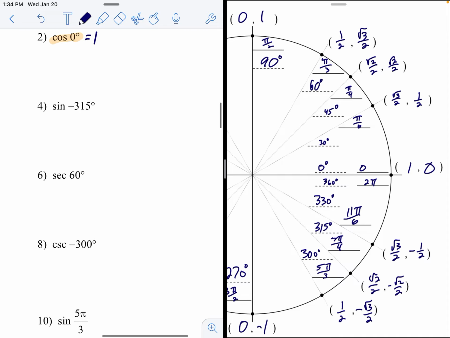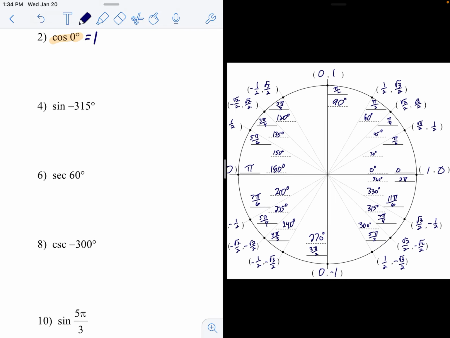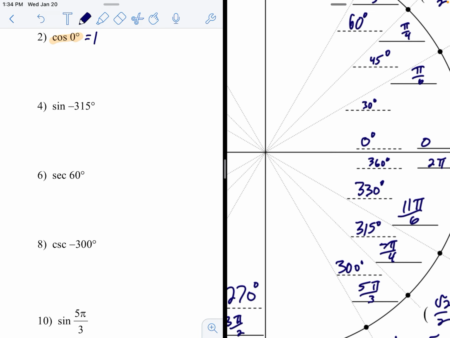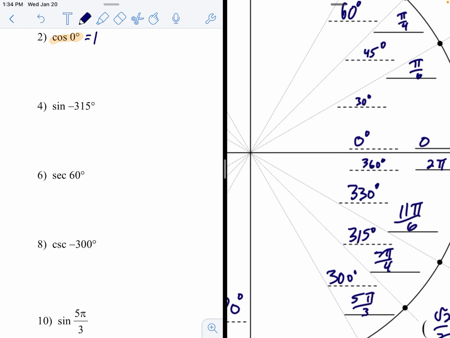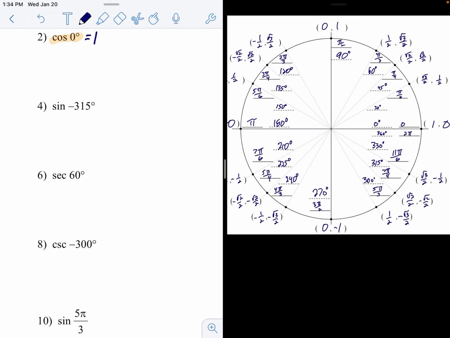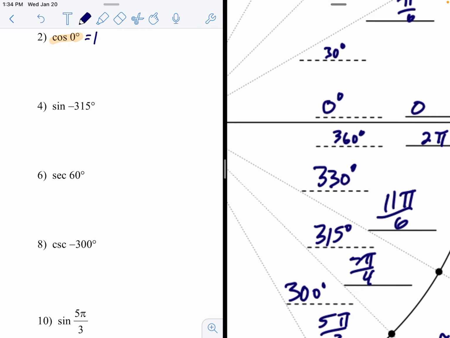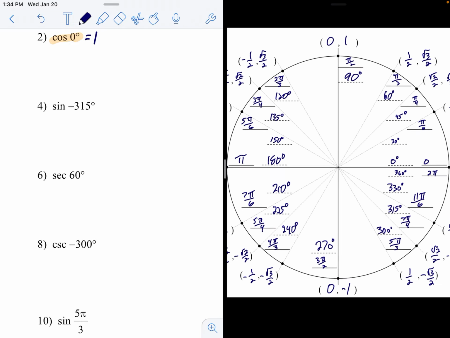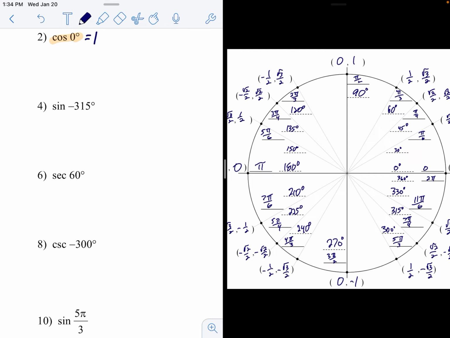Sine of negative 315. Uh-oh, now wait a second here. Negative 315. All of a sudden it got bad. There are no negative angles on here. Okay, this is where you have to take some of your prior learning. If 315 is here, negative 315 goes the other direction. Oh, I really want to be able to draw on that. This is going to drive me nuts.